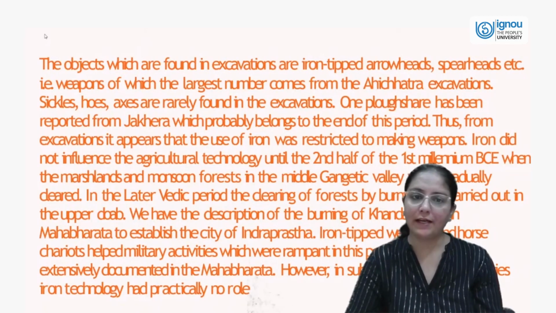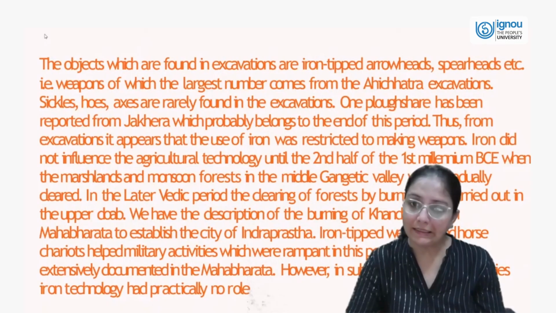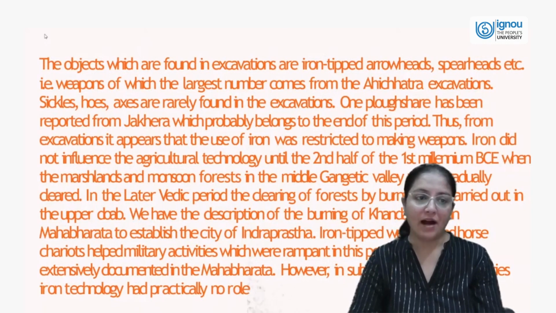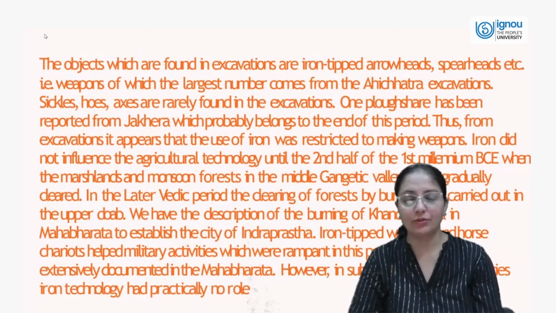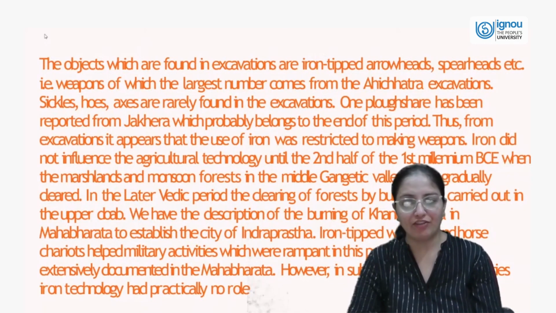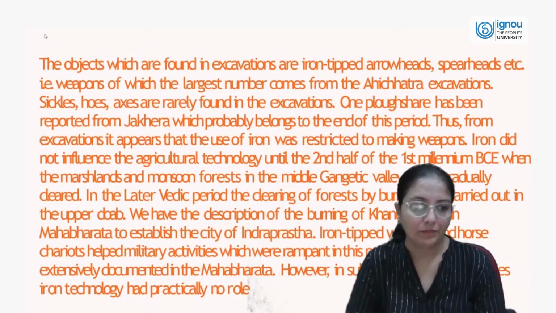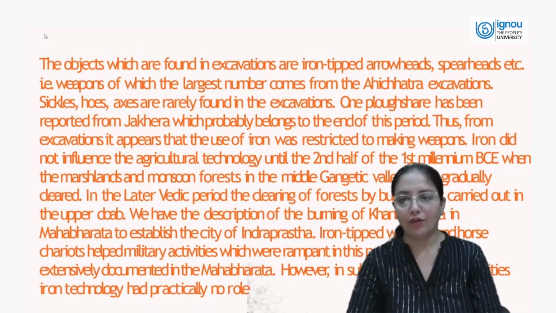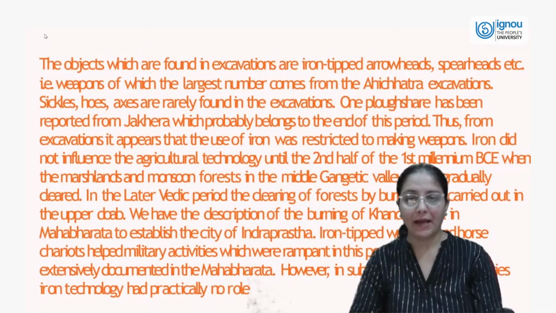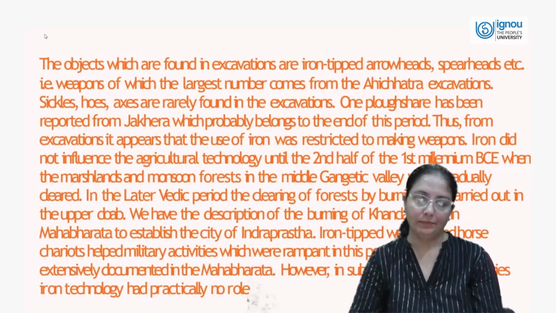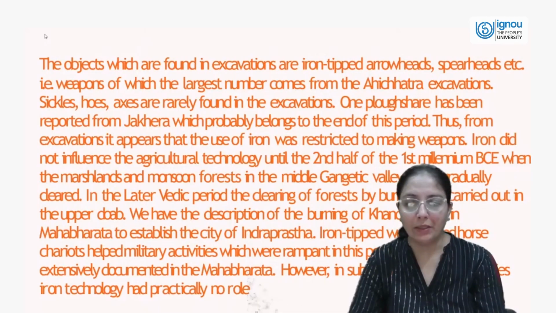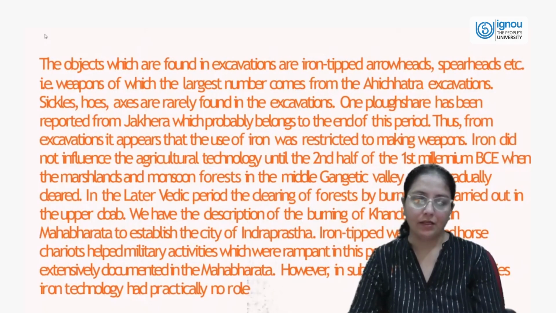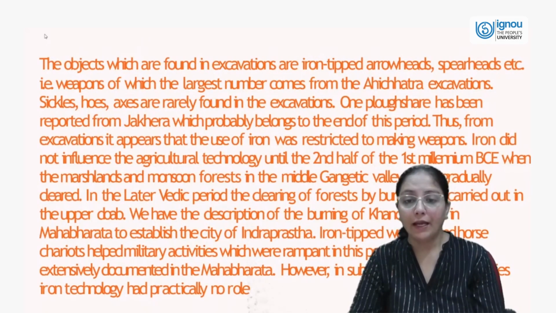Iron did not influence agriculture technology until the second half of the first millennium BC, when the marshlands and monsoon forests in the Middle Gangetic Valley were gradually cleared. In the later Vedic period, the clearing of forest by burning was carried out in the upper Doab. We have the description of burning the Khandavana in the Mahabharata to establish the city of Indraprastha.